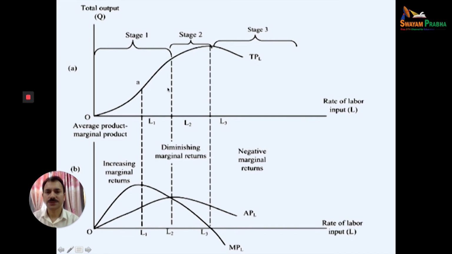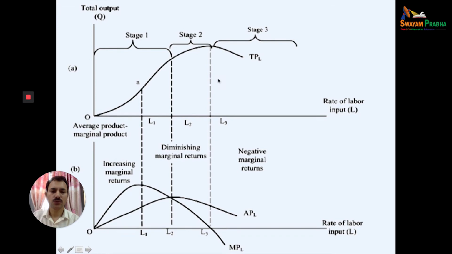In the second stage, total product continues increasing at a diminishing rate until it reaches its maximum point at the end of this stage. End of this stage means when MP will be 0, this will be maximum. This is the end of the second stage. Both average product and marginal product diminish here. AP and MP are both diminishing, but both are positive. At the end of this stage, MP becomes 0. Marginal product becomes 0 when total product is maximum.